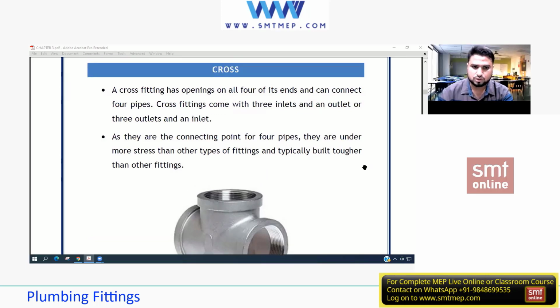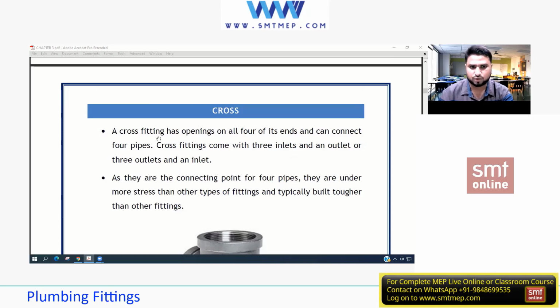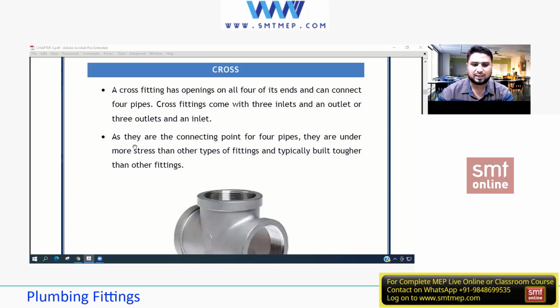No, no. So a cross fitting has openings on all 4 of its ends and connects 4 pipes, and cross fittings come with 3 inlets and 1 outlet, or 3 outlets and 1 inlet, vice versa. As they are connecting points for 4 pipes, they are under more stress than any other type of fitting, and are typically built tougher than any other fittings in the complete plumbing. It's built tougher because it needs to bear that much pressure.